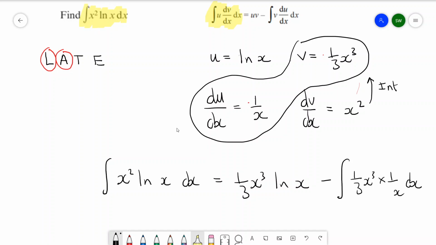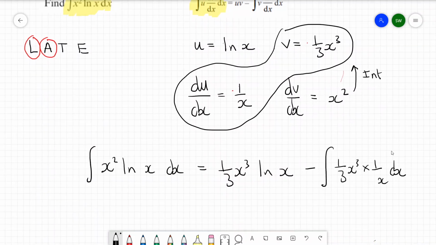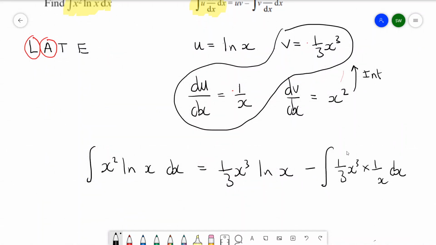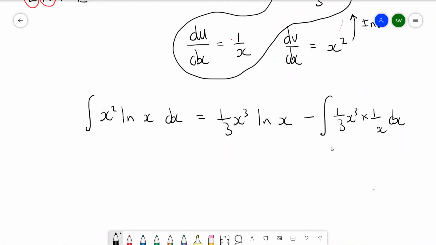And the important thing to check at this stage is, can you work out what this integral is? So this formula only helps us if we can work out what this integral is. If you're looking at this integral and you can't work it out, then you've probably got the order of u and dv by dx the wrong way around. So you could change the order of what you let u be and see if that helps you get an integral that you can actually integrate. But in this case, we've done it the right way around.